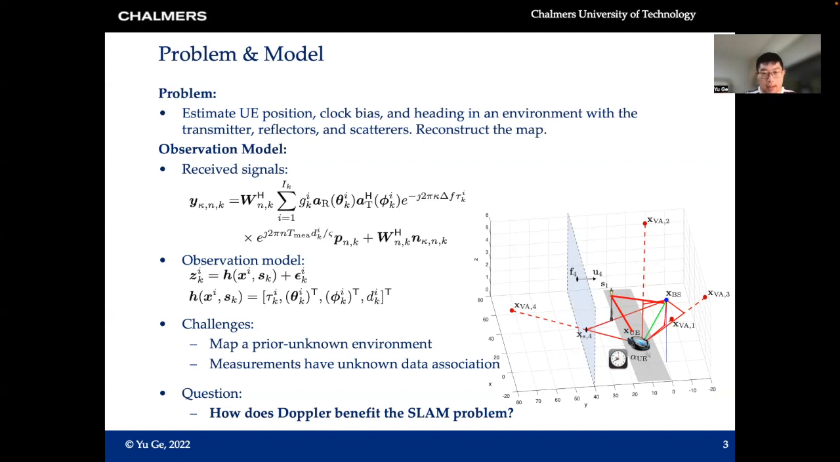Given those angles, delays, and Doppler, we then need to figure out what is the vehicle state and also map the environment. There are some challenges in the problem, like we need to map an a priori unknown environment. And the measurements have unknown data association, which means we don't know which group of measurements is from which source. And the main focus of this paper is to analyze how the Doppler benefits this SLAM problem, as Doppler is usually ignored in most works.